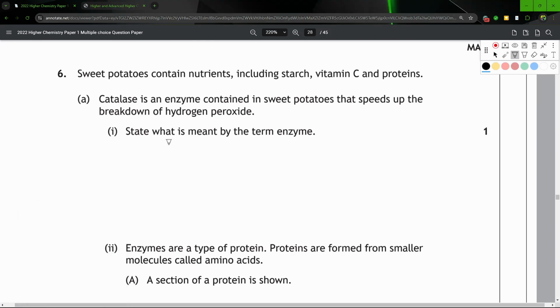Sweet potatoes contain nutrients including starch, vitamin C, and proteins. Catalase is an enzyme contained in sweet potatoes that speeds up the breakdown of hydrogen peroxide. State what is meant by the term enzyme, and it's going to be a biological catalyst.